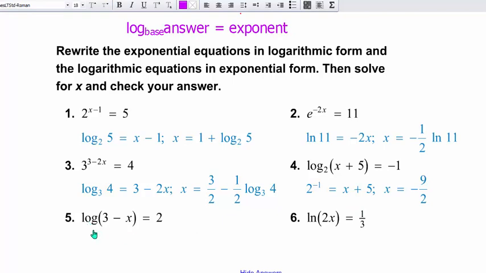This is a log base 10, so it's going to be 10 squared. 10 squared is 100. That's why we can solve this. ln, the opposite is e to the 1/3 power, and e to the 1/3 power, we're just going to simplify this way. We'll do more of these.